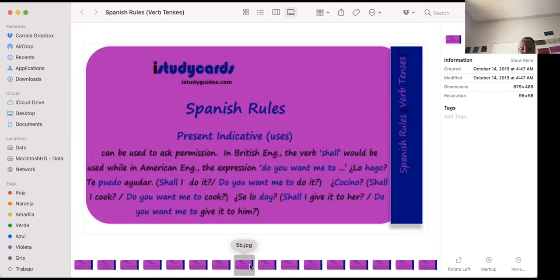All right. Te puedo ayudar, sorry, instead of a period, that should be a question mark. Cocino? Shall I cook? Do you want me to cook? In Spanish, you just have the verb with the question marks on both sides. Cocino. In English, that would be, shall I cook? For British English. You can say that in American English, sort of, kind of. But mostly you would hear, do you want me to cook?